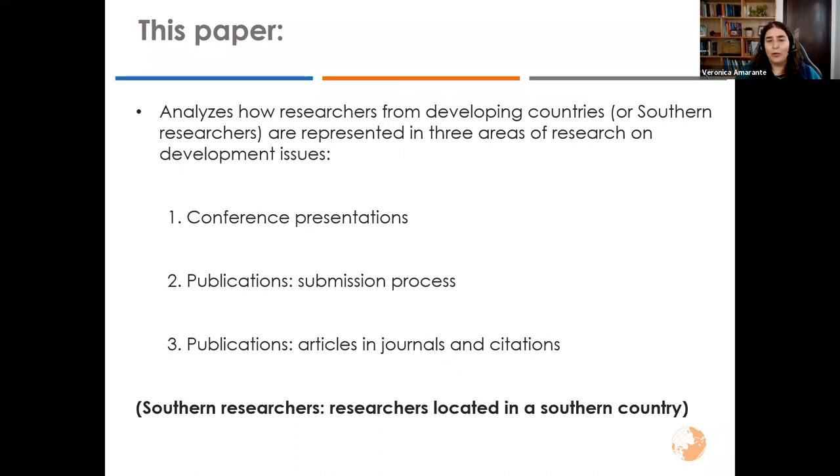So what we do in this paper is try to provide evidence about the situation in terms of the representation of Southern researchers in publications and in conferences. We specifically address three areas: conference presentations and publications, and we take two approaches. We first look at the submission process in some specific journals, and we also look at 20 top development journals, their articles and the citations.